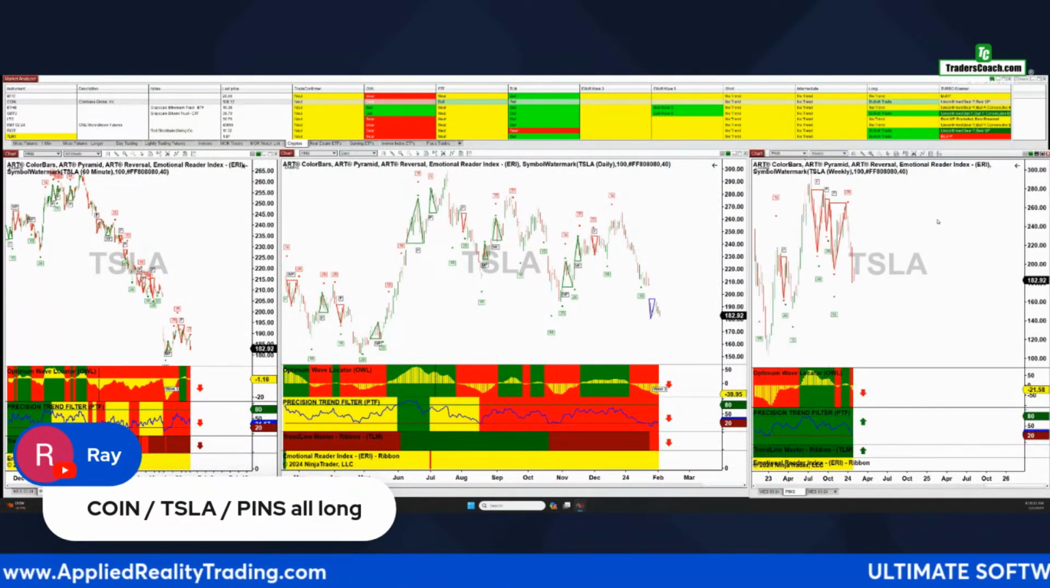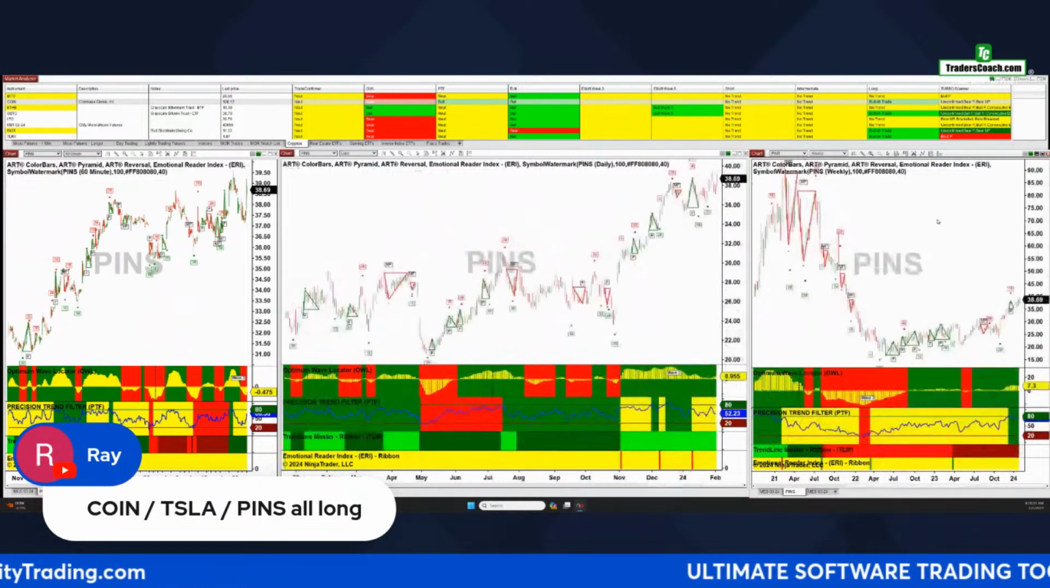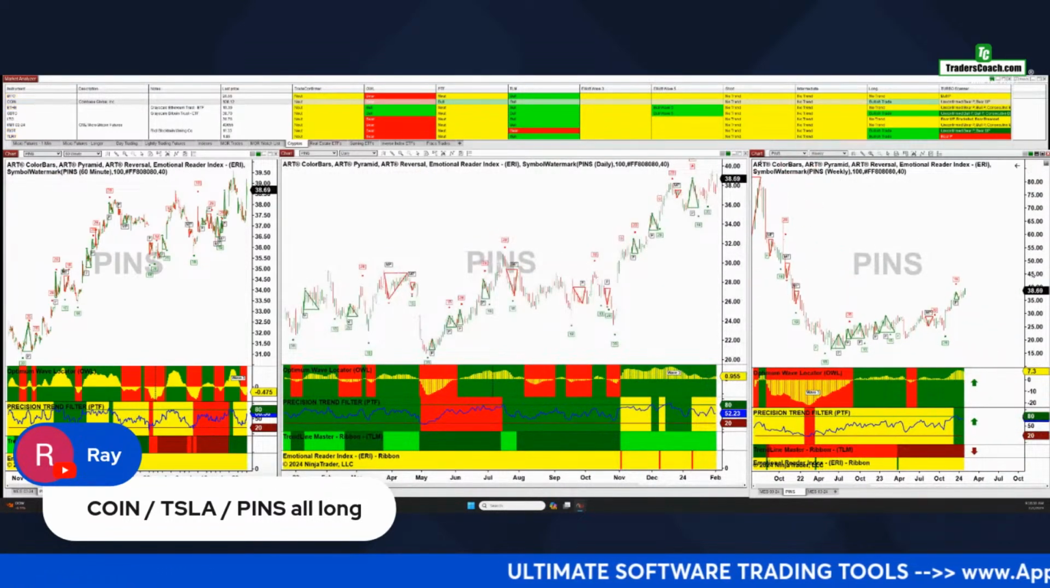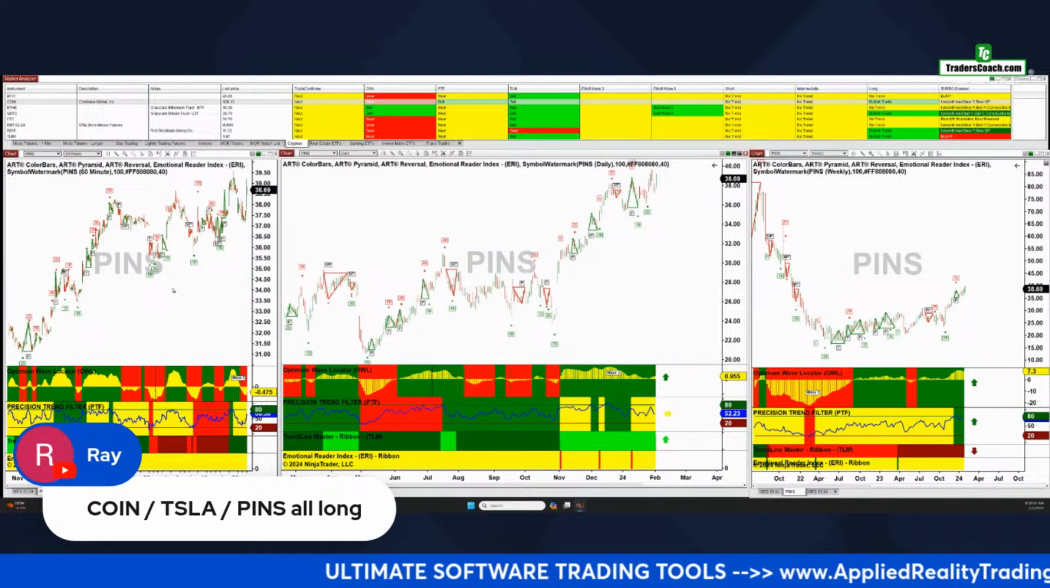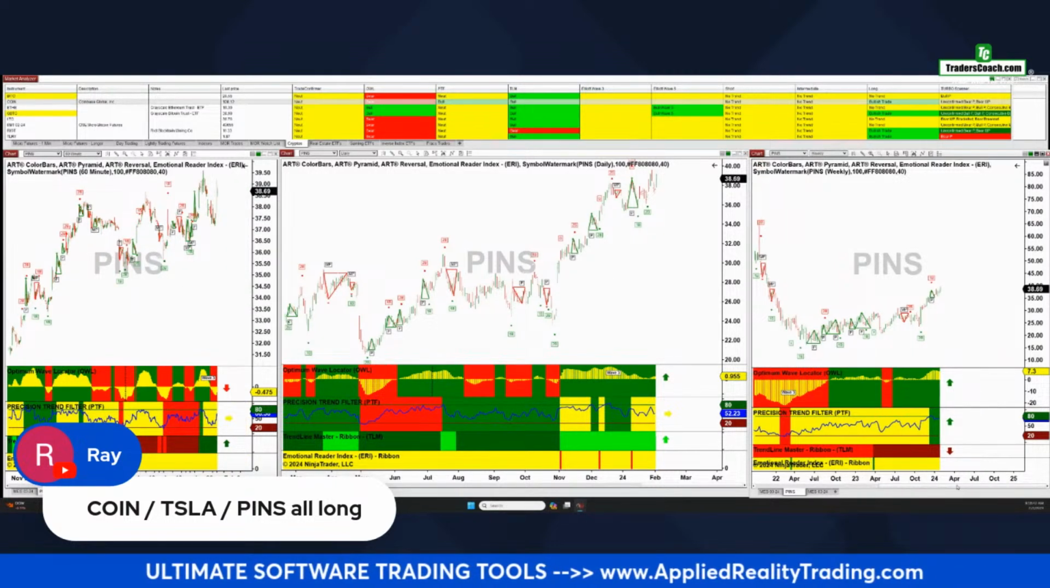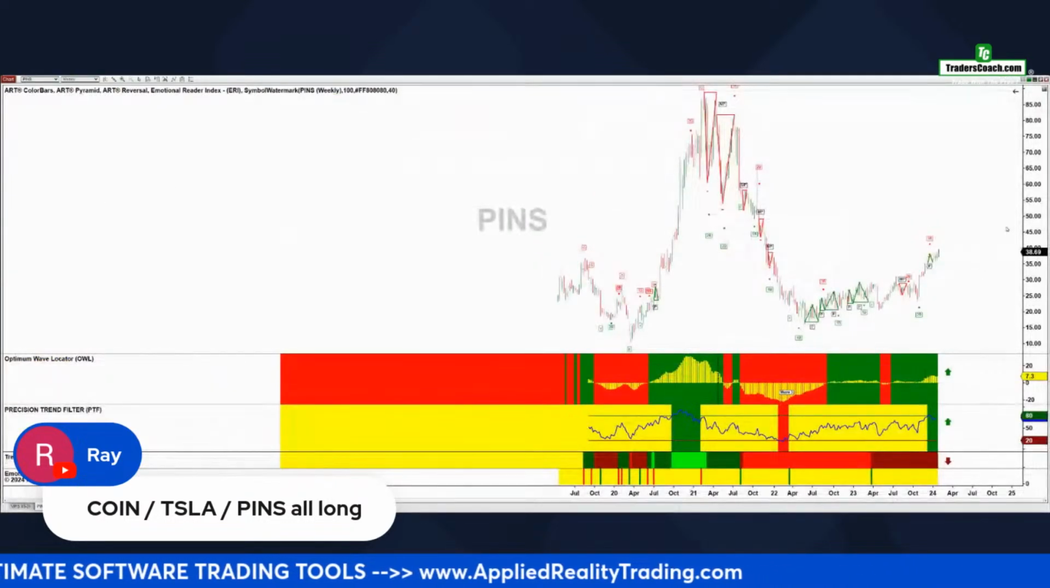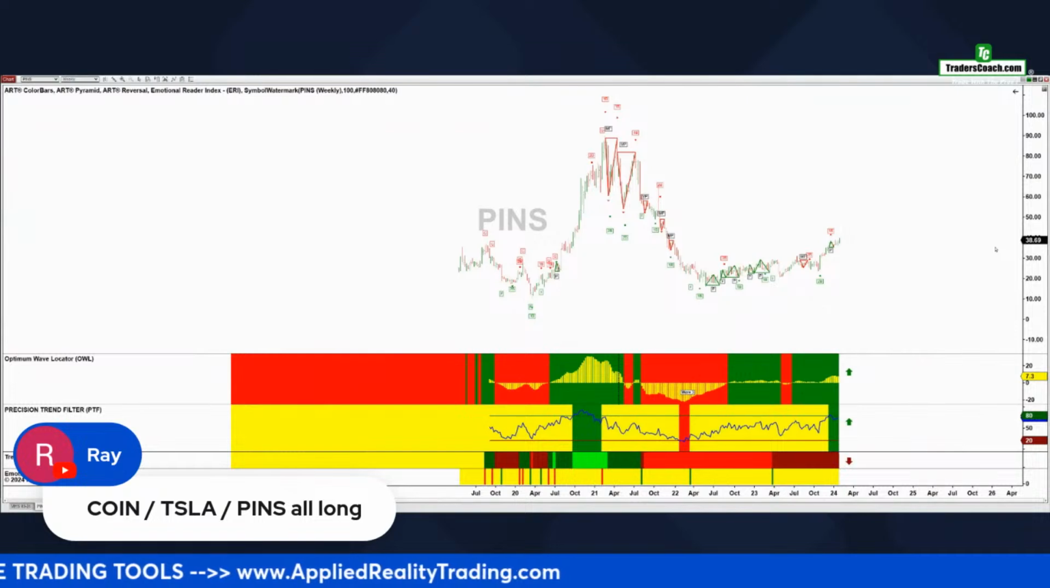PINS. All right. This one's actually looking pretty good on most all time frames. So let's open up the weekly first. All right. So the question on this one, we only go back to what?